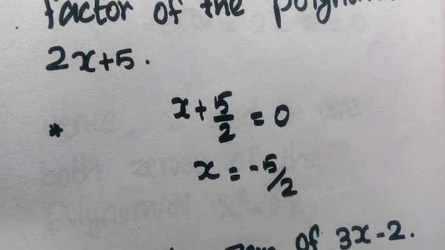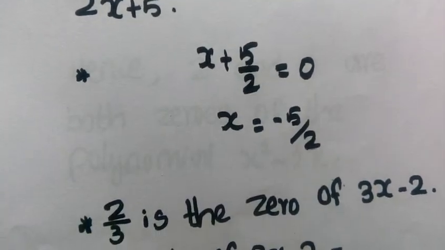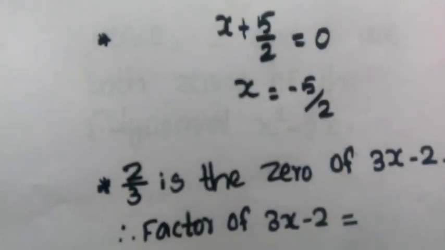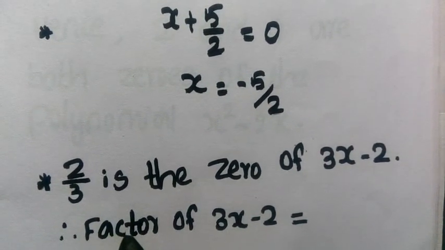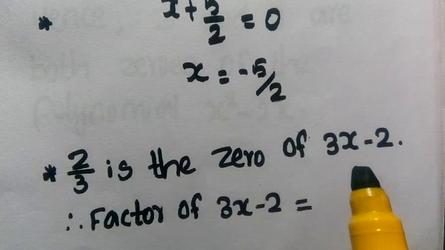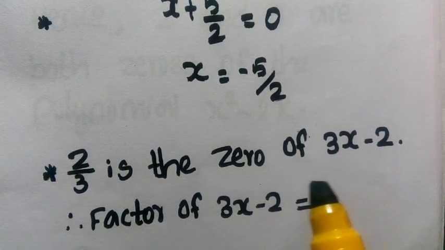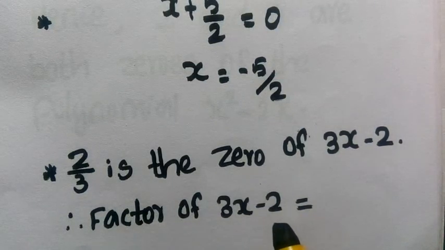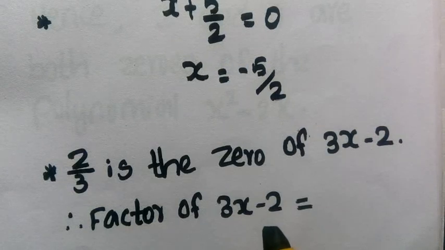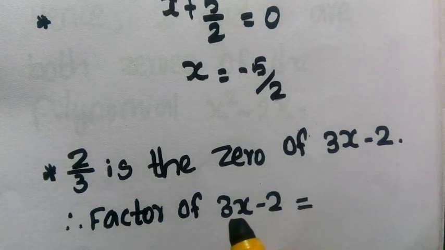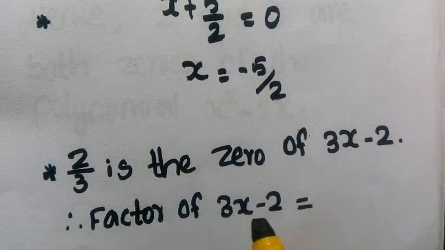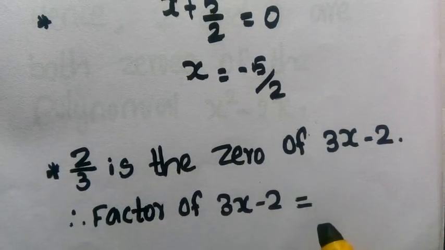Let us check one more example. In the second sub-question, we got 2 by 3 is the zero of 3x minus 2. So what is the factor of 3x minus 2? Already told you, for writing the factor, first you need to write the variable available in the polynomial. Here, which is the variable? Yes, x is the variable.